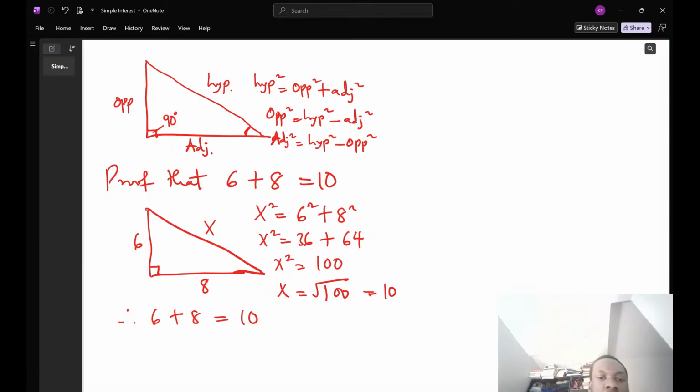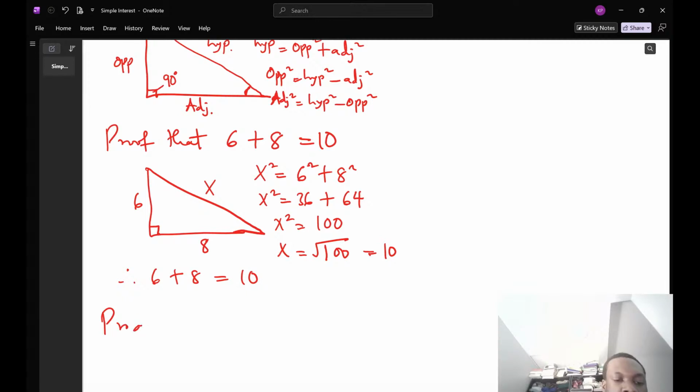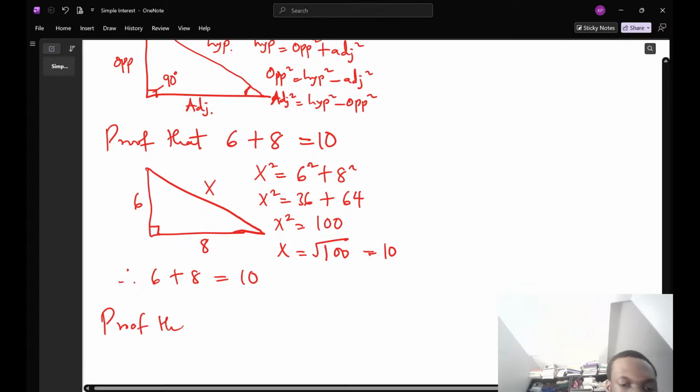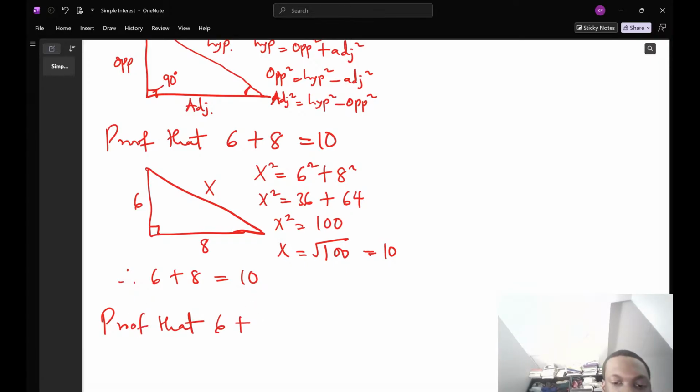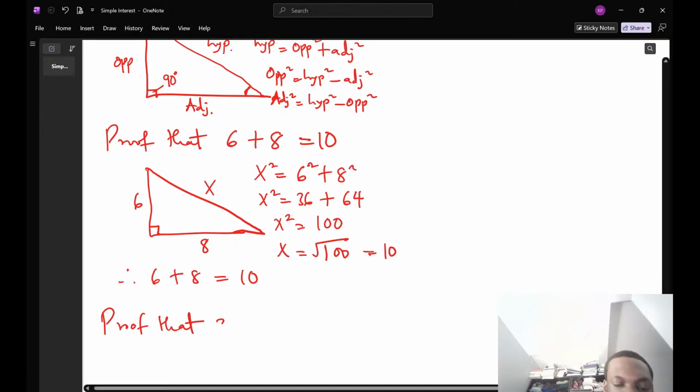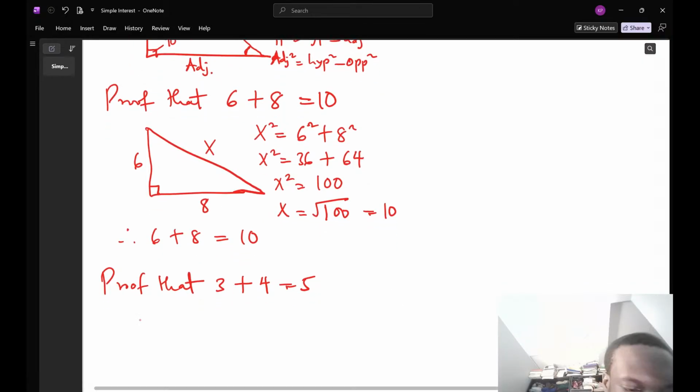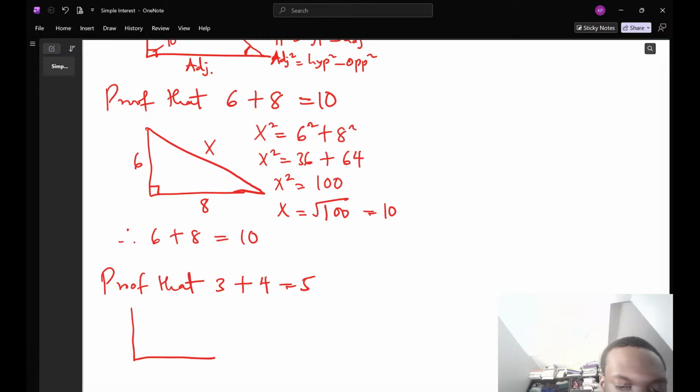Okay. So let's do another one again. Let's prove that 3 plus 4 is equal to 5. If we want to prove that, let's draw the right angle triangle out. We have 3. We have 4. This side will be x, the hypotenuse. So we can make it x squared is equal to 3 squared plus 4 squared.